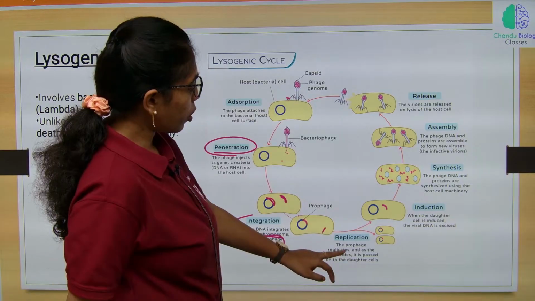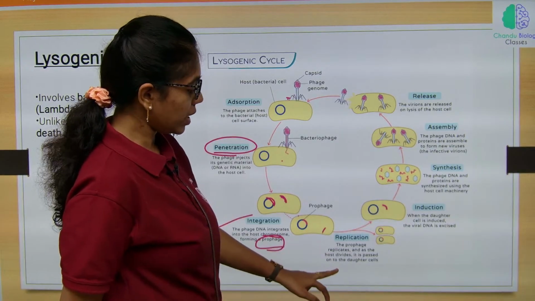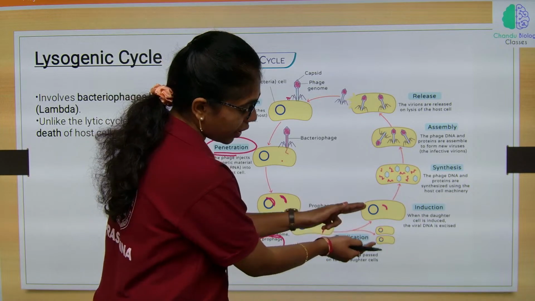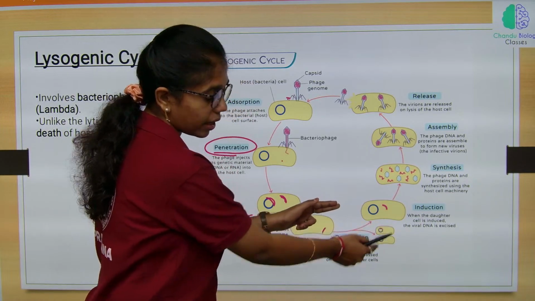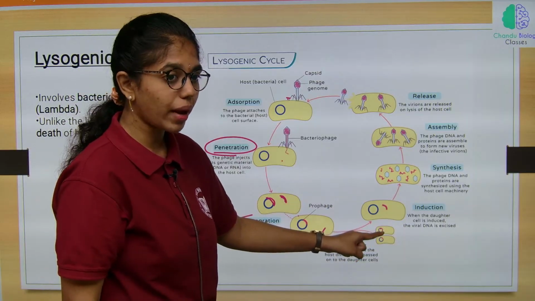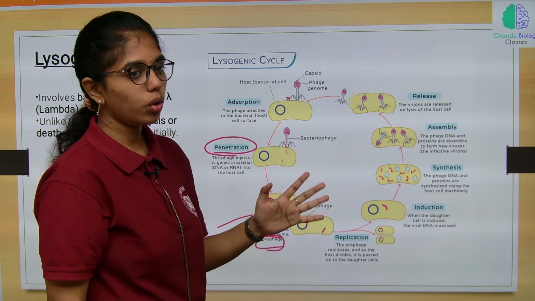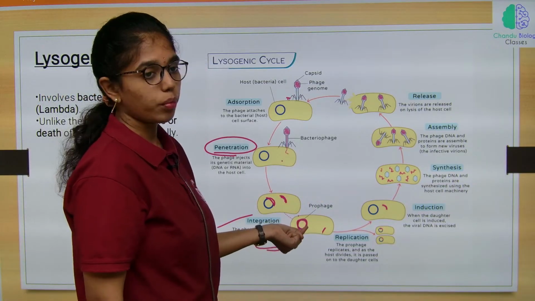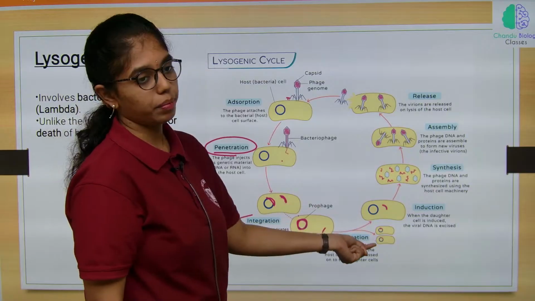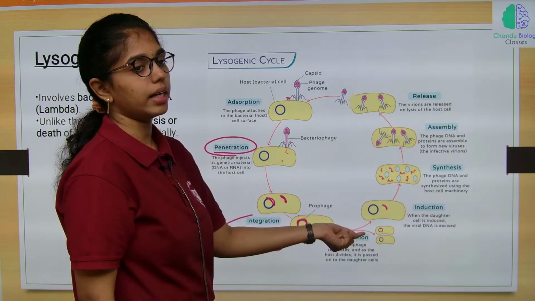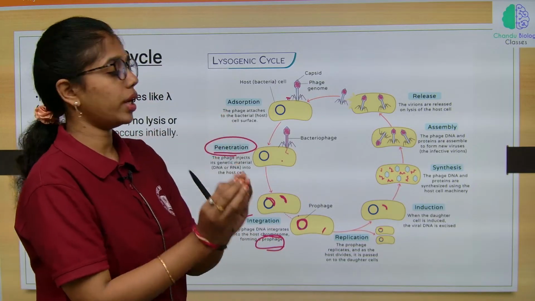So, the prophage replicates as the host divides, and it is passed on to the two daughter cells. Here one cell divided into two, and each bacterial cell is having one prophage. So, can you see any lysis of the bacterial cell here? No, no lysis of the bacterial cell, because each bacterial cell is having one prophage. Bacterial cells are replicating and each bacterial cell is having the viral DNA associated with its genomic DNA.